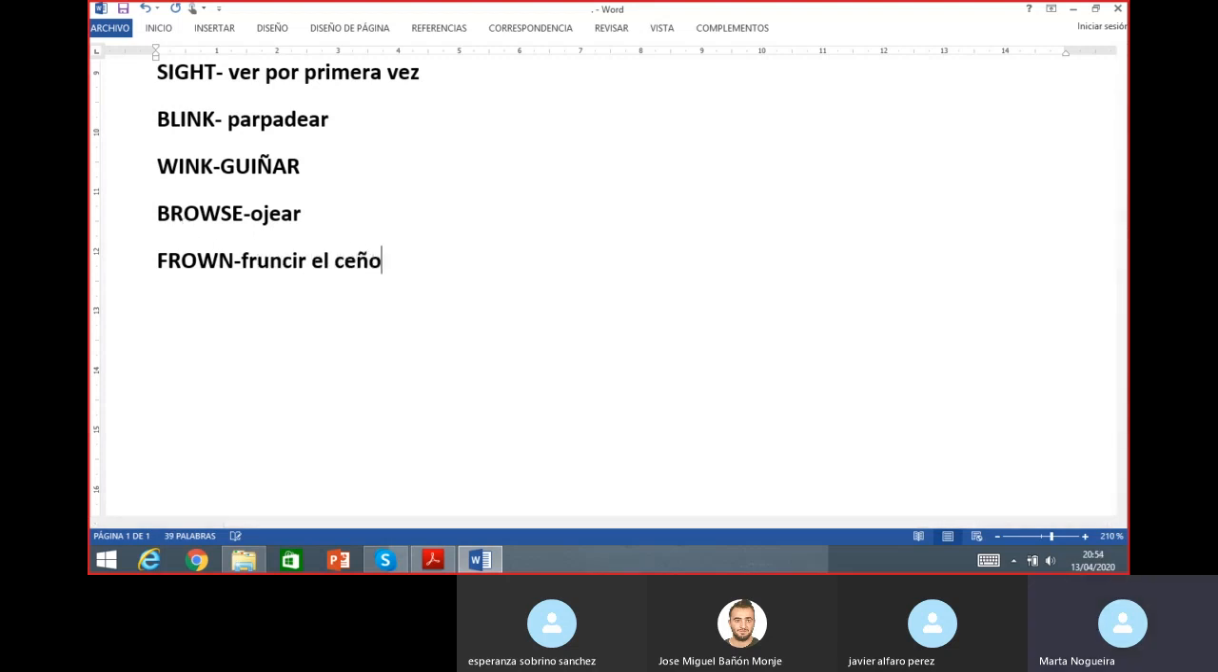Fijaos a alguien que tenga como lengua materna el inglés. Frown y luego fruncir el ceño. Parece un trabalenguas. Es más difícil esto. So, ¿sabéis lo que es fruncir el ceño? He read the telegram frowning at its contents. Pues... No os tengo que explicar lo que es esto, ya lo sabéis.